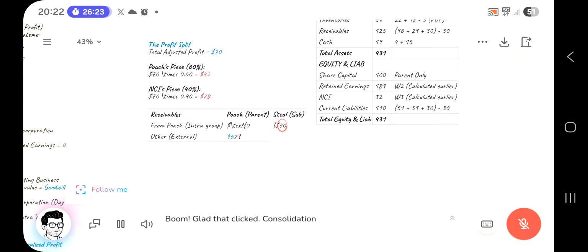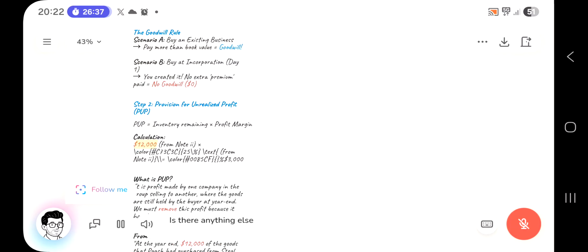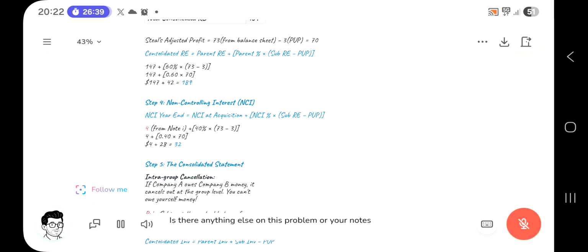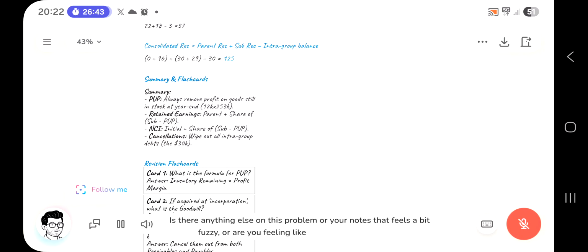Boom! Glad that clicked. Consolidation is all about that final balance. Since we've crushed the math and the layout, you are officially ready to turn this in. Is there anything else on this problem or your notes that feels a bit fuzzy? Or are you feeling like an accounting pro now?